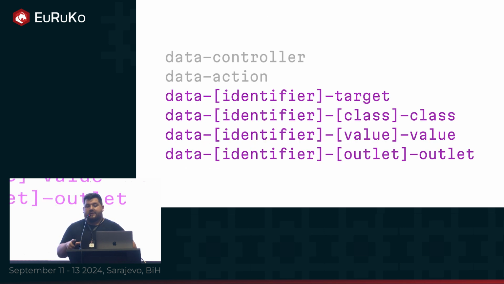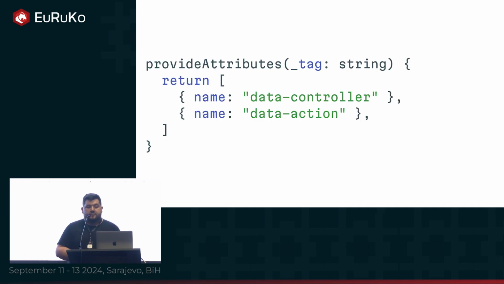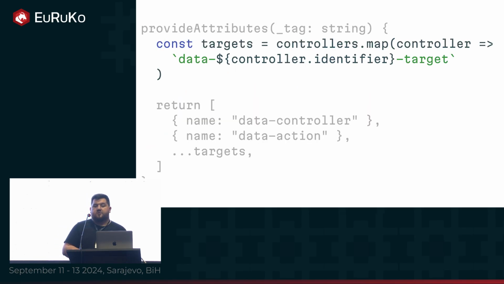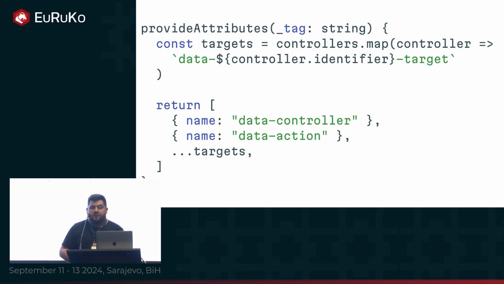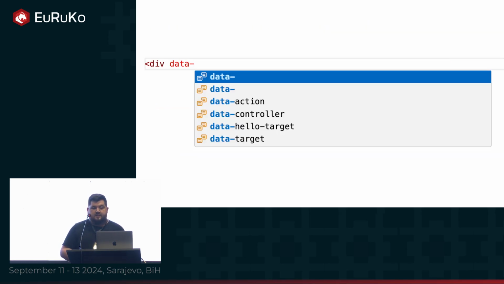So now we have the basic representation that we can use to interpolate these values here. So this is where we left off earlier. We have the static controller and action. And what we want to do is we want to loop over all the controllers we found, take their identifier, interpolate it to be data identifier target, then spread them back into the array we want to return. And with that, we get this autocomplete here, where we have the actions, the controllers, and in this case, we have one controller, and therefore we have the data hello target available here as well. So that's the basic idea of completing the attributes.